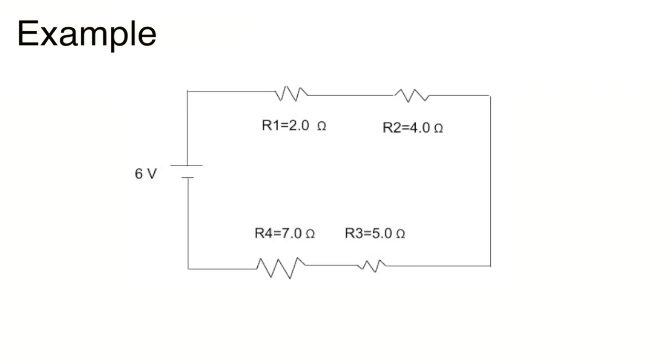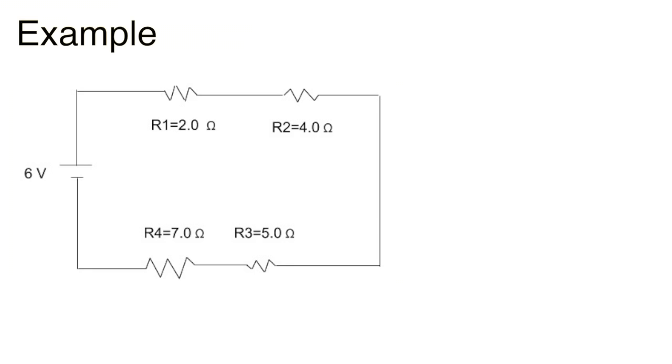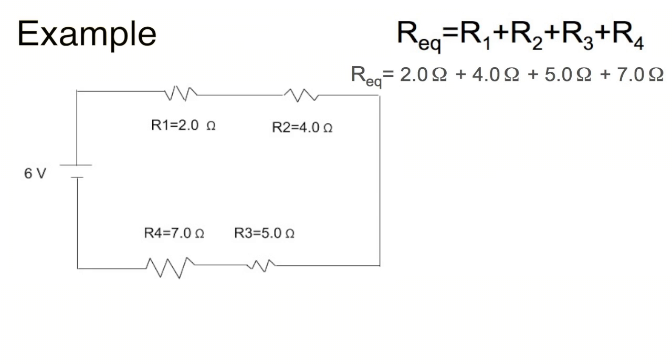So now let's do this example. In this diagram, we see a circuit which consists of 4 different resistors, one that's 2 ohms, 4 ohms, 5 ohms, and 7 ohms, and a total voltage of 6 volts given by the battery. So the first thing we need to do is find the total resistance. We can simply do this by adding resistors 1, 2, 3, and 4. By doing this, we get an equivalent resistance of 18 ohms.